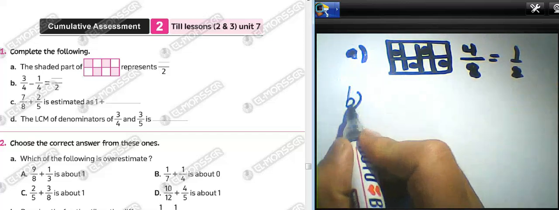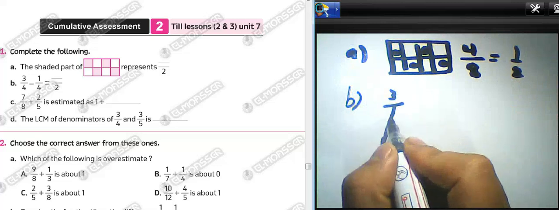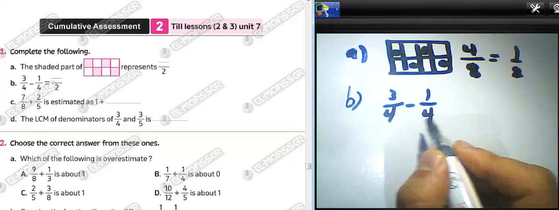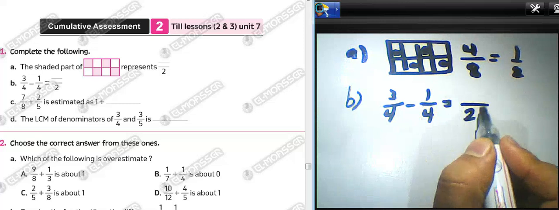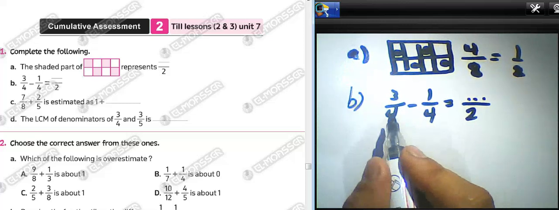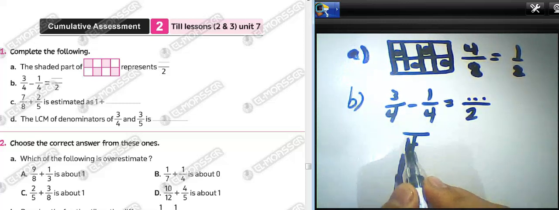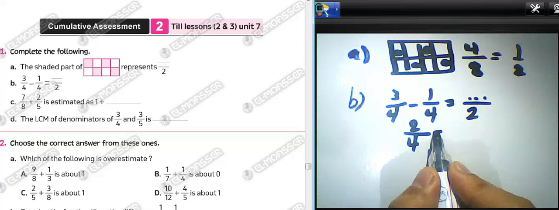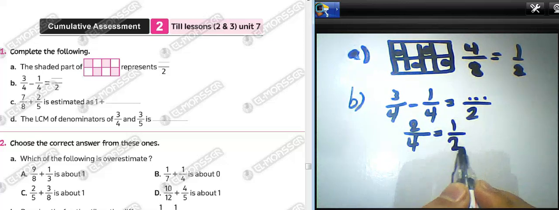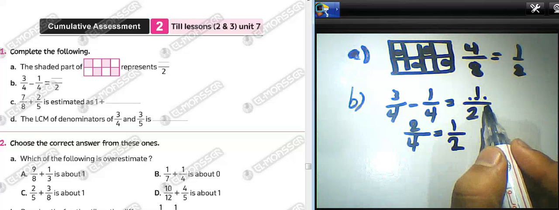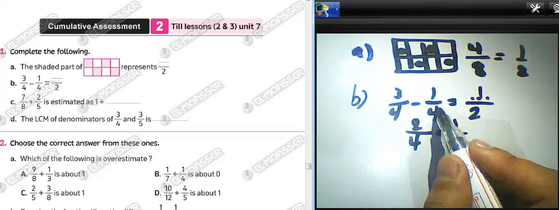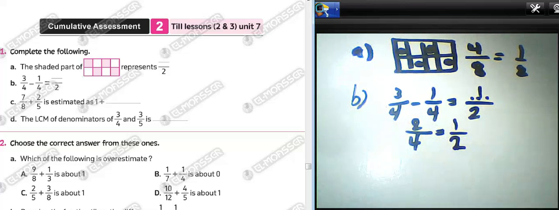Okay, letter B. 3 over 4 subtract 1 over 4 equals space over 2. We can find the difference between 3 over 4 and 1 over 4. 3 minus 1 equals 2 over 4. It means 1 over 2, half. Okay, 3/4 subtract 1/4 equals 1 over 2, equals half. That was question letter B.